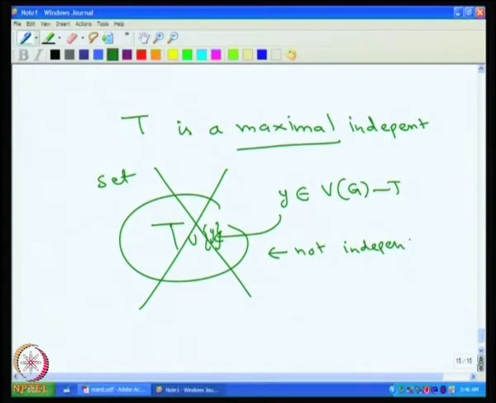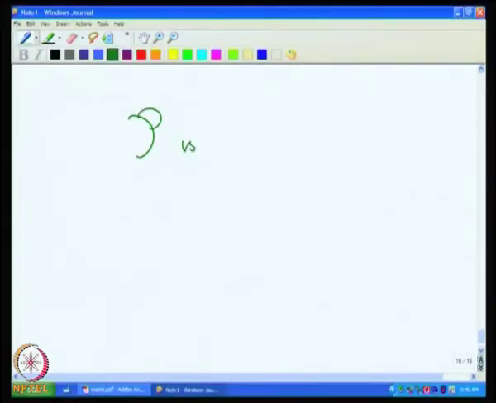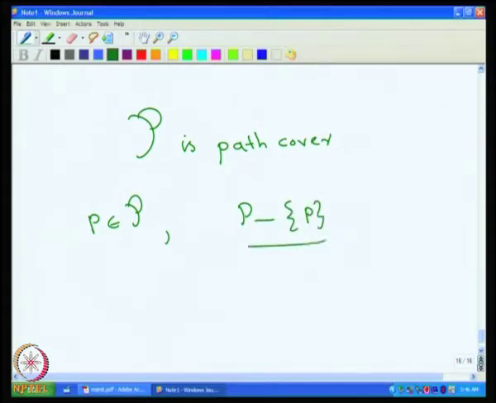This was the maximal independent set. Similarly, we are familiar with this word. In the case of path cover, what should I mean by that? If I define it like this, P is a path cover, and I will have to say that it is a minimal path cover if, when any path element of P is removed, then P minus this path is not a path cover.